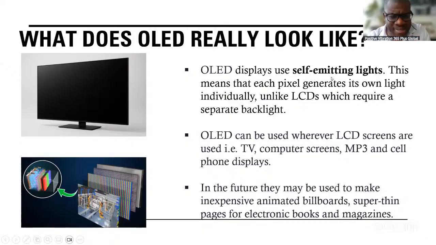The LCD also has LEDs, but they can't light themselves. They need a backlight to light them up. These have only LEDs, but they can light themselves up. They are self-emitting, all right? So it means that each pixel generates its own light individually. Unlike the LCDs that require a separate backlight to make it come on, to show the nice pixel, OLED doesn't need any of that. It can light itself up.